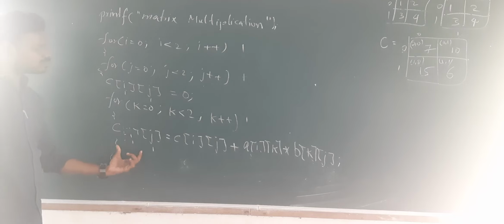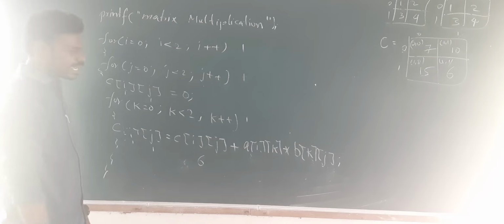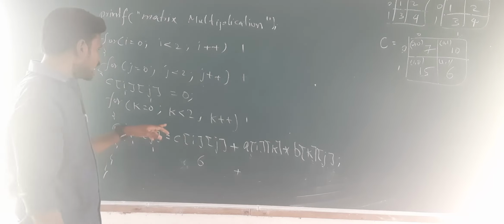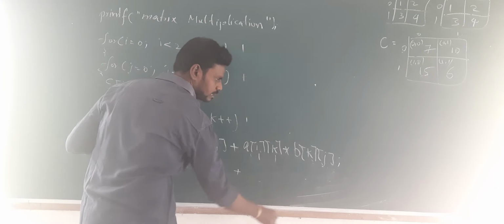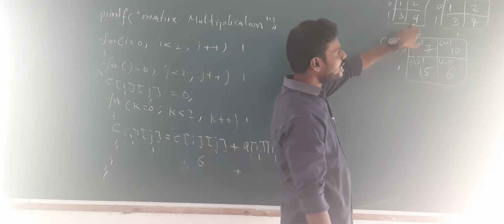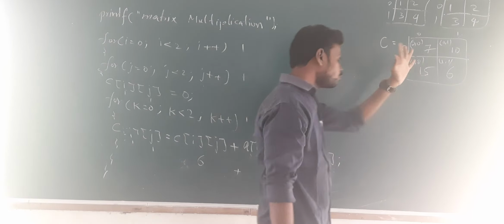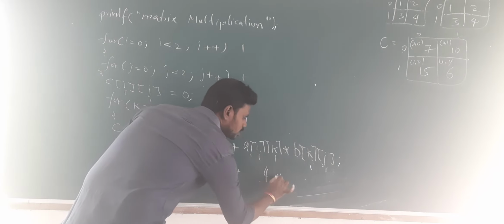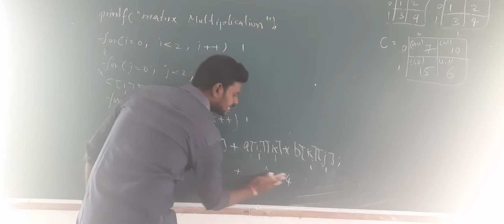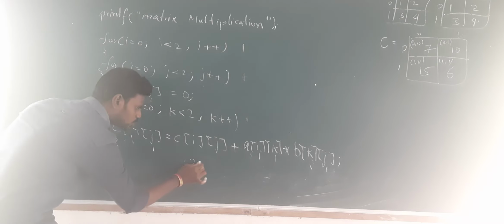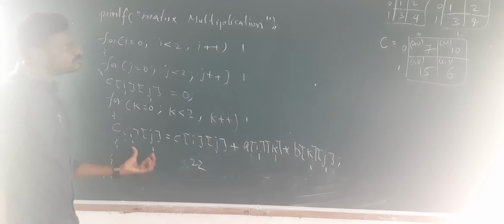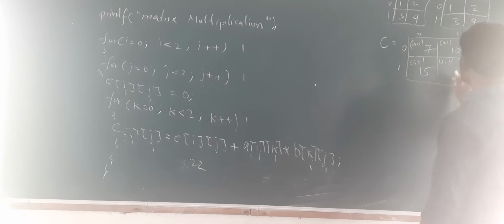Again, I am having C of 1 1. C of 1 1 is consisting 6. I will replace that, plus. Now you see, I is 1, K is also 1, J is also 1. So, in the last position I am having 4. In this also I am having 4. 4 into 4 will return us 16. 16 plus 6 will return us 22. So, at the position of C of 1 1, I need to replace with what?